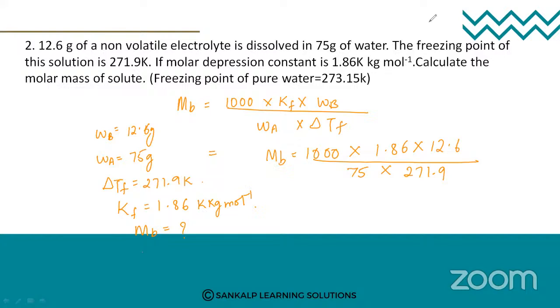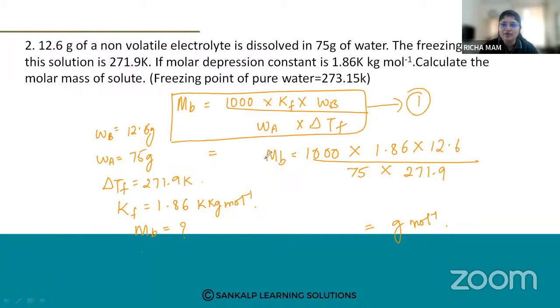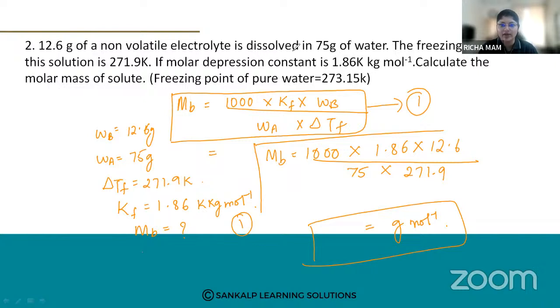How much are you all getting? Just check. So like this, you have to substitute and get the answer. The units are very important. The unit should be gram per mole. For the formula you will get 1 mark, for the correct substitution and the steps, 1 mark, and for the answer with the correct units, 1 mark.